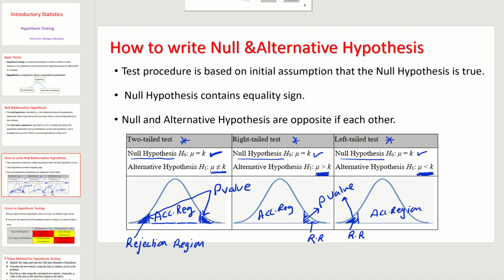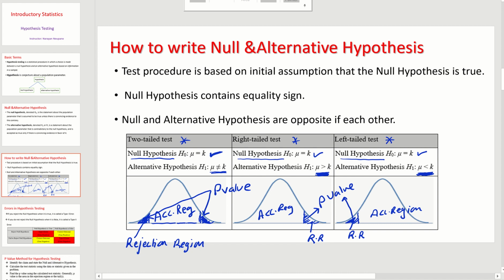So always remember, p-value is the area on the tail. For the two-tail test, it is the sum of area on the two tails. For the right tail test, it is the area at the end of that right tail. And for the left tail test, it is the area on the left tail. Okay, that is about the p-value and how we write the null and the alternate hypothesis.